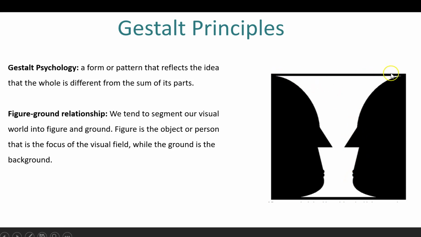Or you can see a vase of some kind. Here's the top of the vase, and here's the bottom. And so this is a Gestalt principle: there's an entire whole photo here, but there are differences in the parts of the photo. And this is an example of the figure-ground relationship.